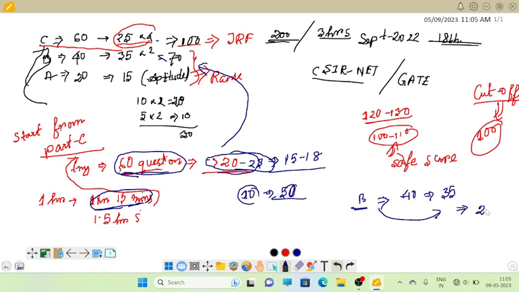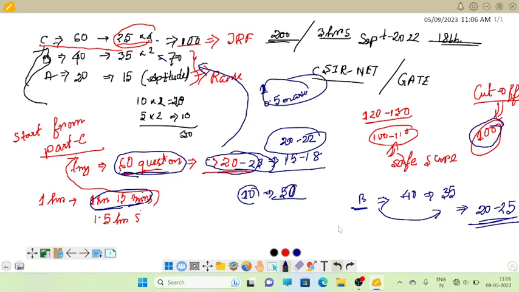Try to do 20 to 25 questions here. If you are crossing 20 or 22 questions here, then try less here, because you have to be always calculative. As I told, the cutoff is around 100 marks. Many of my friends didn't qualify by 1 mark or 0.5 marks because they did so many negative marking questions.